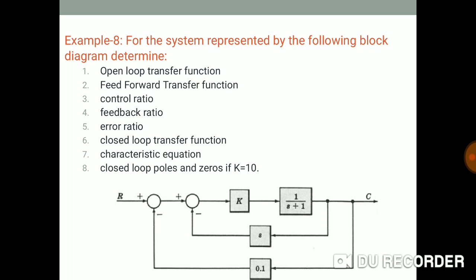We'll go for the next example. For whatever diagram is provided, determine the following: open loop transfer function, feed forward transfer function, control ratio, feedback ratio, error ratio, closed loop transfer function, characteristic equation, and closed loop poles and zeros if K is equal to 10. We have discussed all the formulas in the last lecture. We can refer to the formulas for each ratio and function, and we can find them easily.